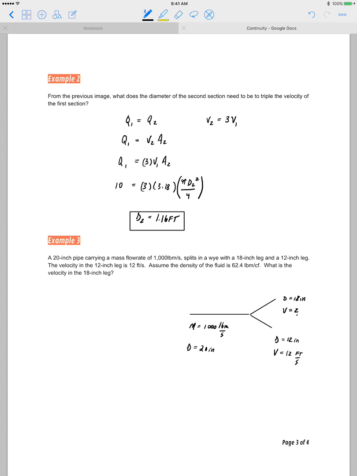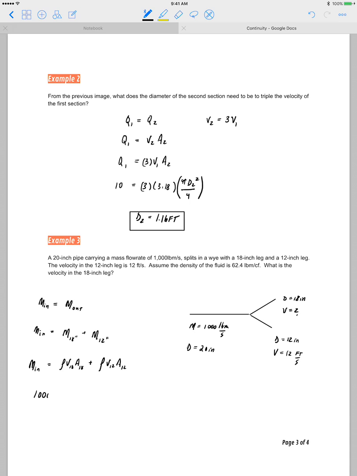Well, we can go back to the continuity. Mass flow rate in equals the mass flow rate out. That in is now equal to the mass flow rate in the 18-inch plus the mass flow rate in the 12-inch. That means that it is also equal to the density times V 18-inch times A 18-inch plus density times V 12-inch times A 12-inch.